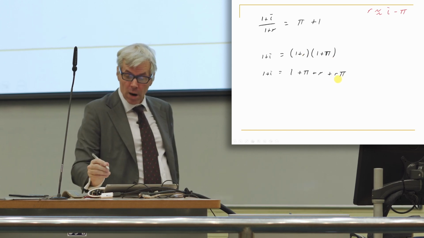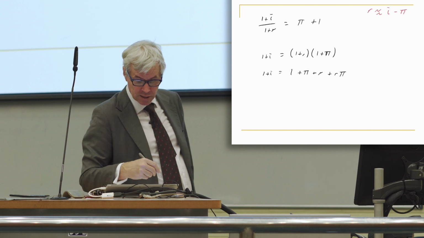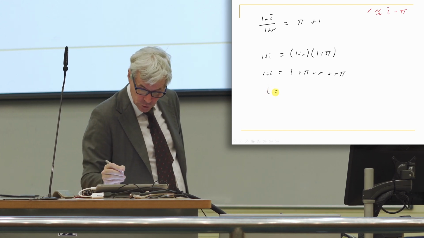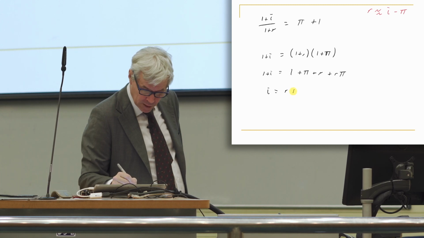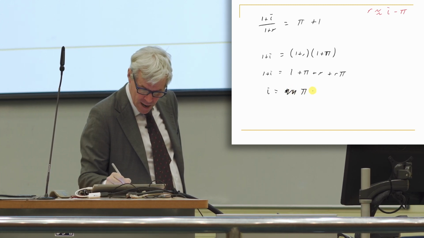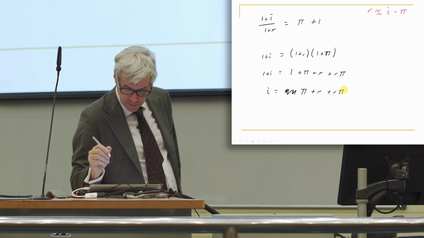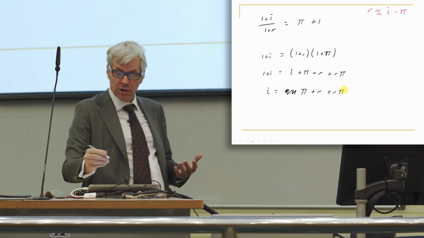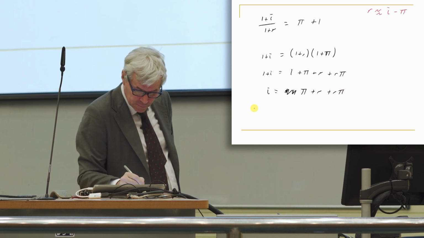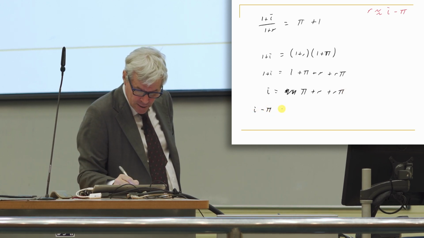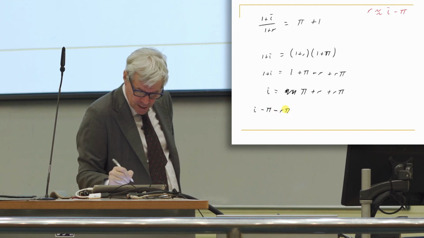Okay. Now I've got 1 on both sides, so I can subtract 1 from both sides, and I get the interest rate is equal to r. Well, let me write it the same way: inflation plus r plus r times inflation. And then I want it in terms of r, so I have i minus inflation minus r times inflation is equal to r.